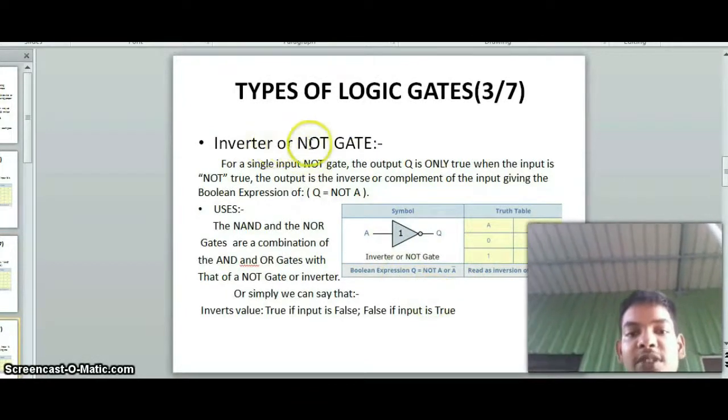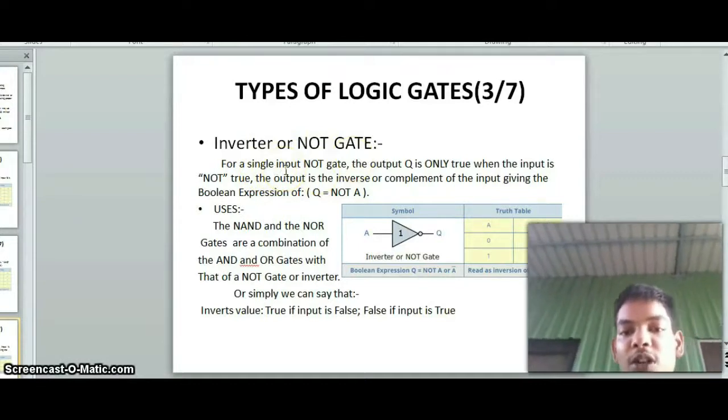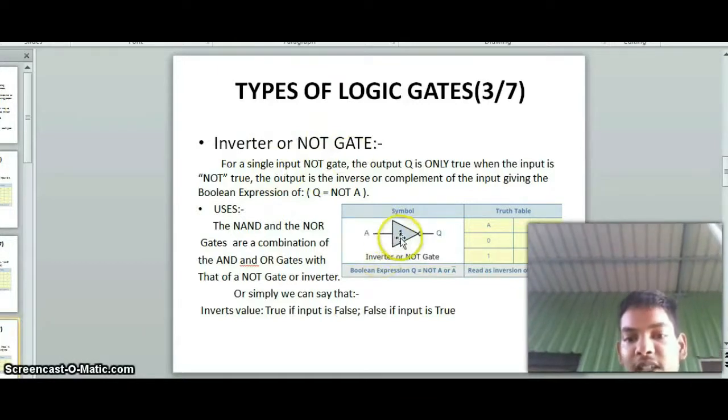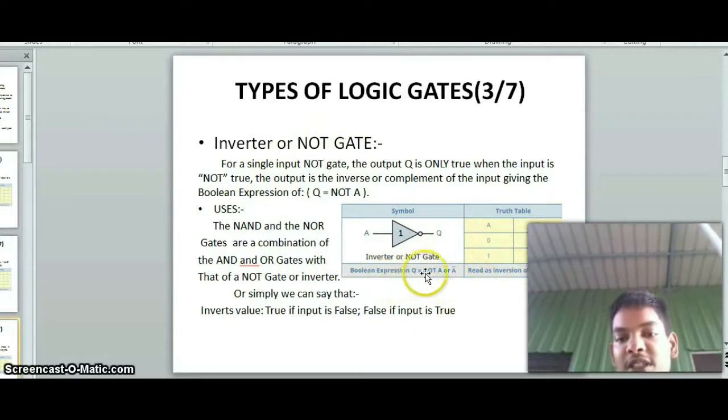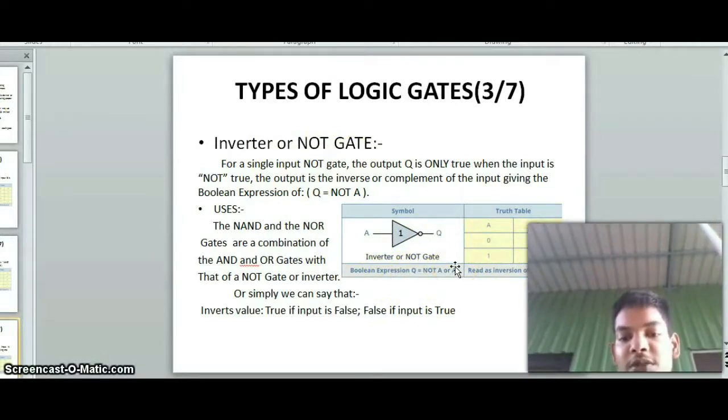The next one is the inverter or NOT gate. The inverter or NOT gate is only true when the input is not true. We represent it with a small circle at the output and dashes, which implies it gives the opposite signal of the input signal: 0, 1, 0, 1. In the expression, we write it as A bar, which means to give the opposite of the original value.